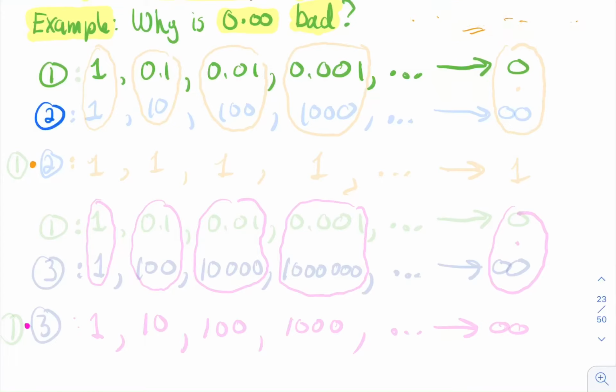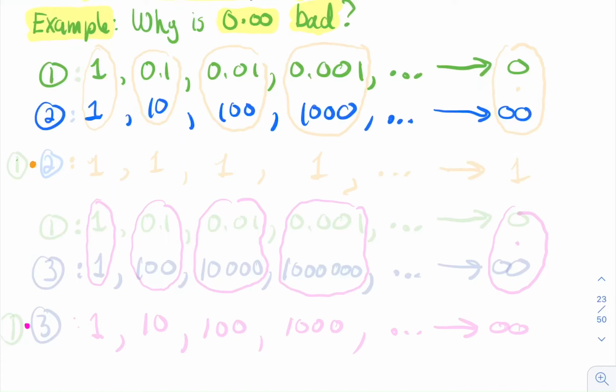Let's look at one that goes to infinity. So for example, suppose I have 1, and then I have 10, and then 100, and then 1,000, and etc. You can clearly see that these numbers are getting bigger and bigger. They're going to infinity. Now, what happens if you multiply both? What happens if you go 1, the first sequence, and you multiply it by the second one?